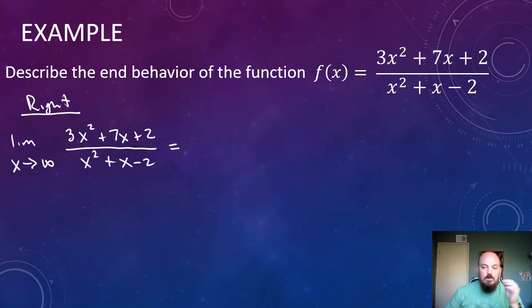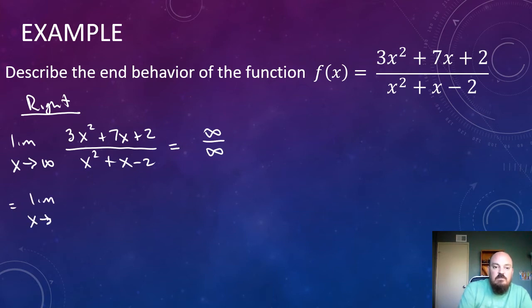Now, if you treat the top and the bottom separately again, where really only that highest power of x matters, then basically what we're getting is infinity over infinity for this one. That 3x squared is going to positive infinity, the x squared in the denominator also going to positive infinity. So this is an indeterminate form. Let's use L'Hopital's rule and try again. So leave the infinity for now, take the derivative of the top by power rule. That would give me 6x plus 7. And on the bottom, it would give me 2x plus 1.